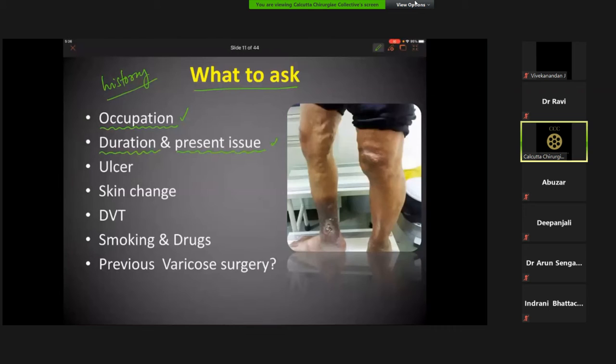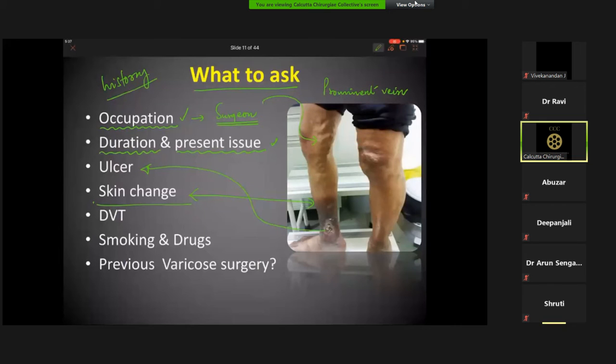That means the occupation of the leg, this is the leg of a traffic constable. And if you are a surgeon, please look at your own legs. By this time, oh my God, you see that you have started having varicose veins. Now, the majority of the patients will present to you with a prominent vein. So don't say that patient had a varicose vein. The patient had a prominent vein, and the prominent vein was associated with a skin change and an ulcer.